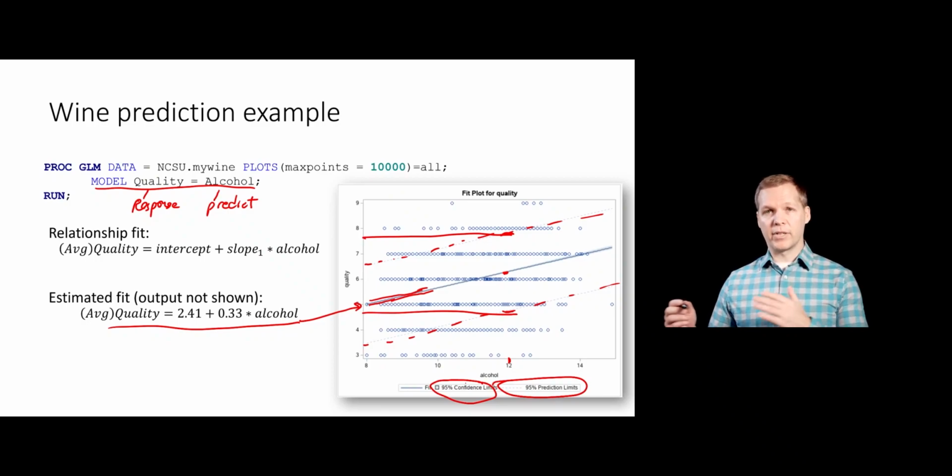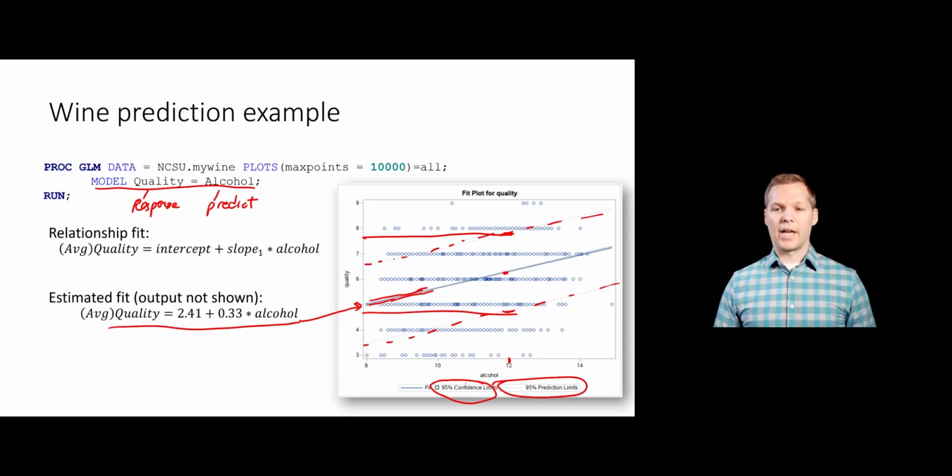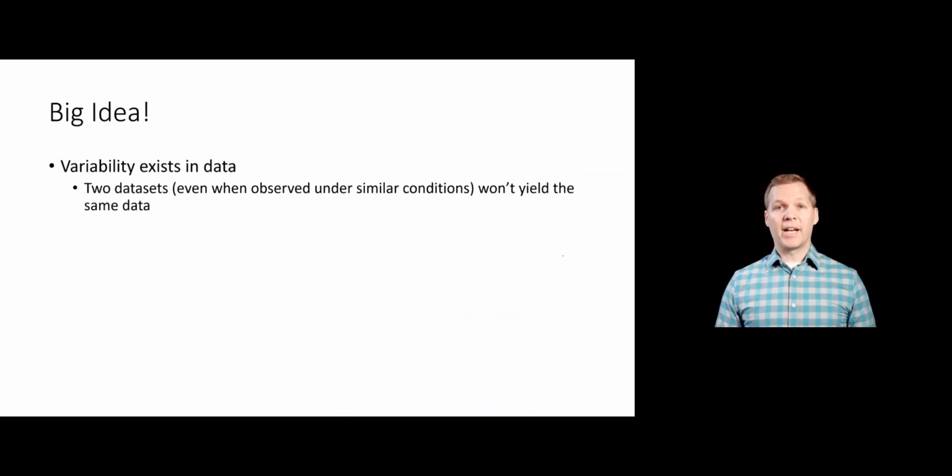I want to take my predictor variables and put them into some sort of equation that's going to allow me to estimate my response. The big idea that you might have noticed here that comes into play in both the inference case and the prediction case is that there's variability in data, right? If I have one data set and I do this analysis, and I have a second data set from the same population and do the analysis, I'm not going to get the exact same results.